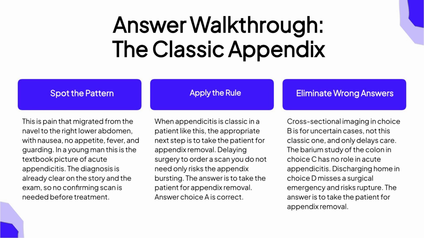Now eliminate the others. Choice B, cross-sectional imaging, is for uncertain cases and only delays care here. Choice C, a barium study of the colon, has no role in acute appendicitis. Choice D, sending him home, misses a surgical emergency and risks rupture. The answer is appendix removal.